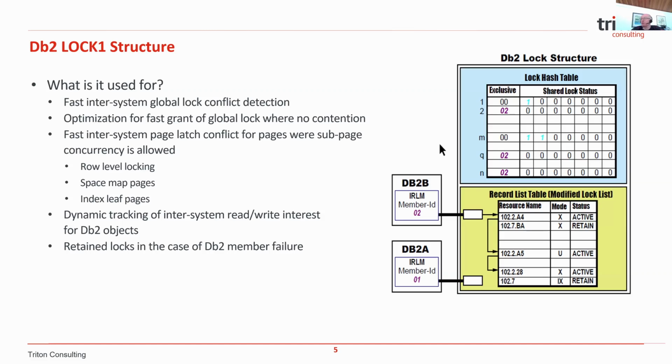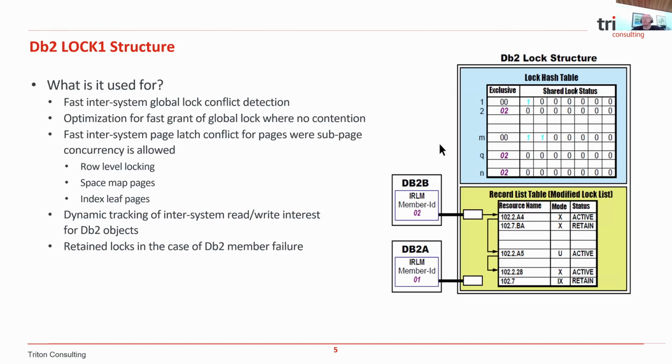So when Db2 members start up and they touch a particular object, then the lock is propagated to the coupling facility. And if there's contention detected, then the exits will get involved and determine whether or not it's group buffer pool dependency, and then start propagating the child locks.